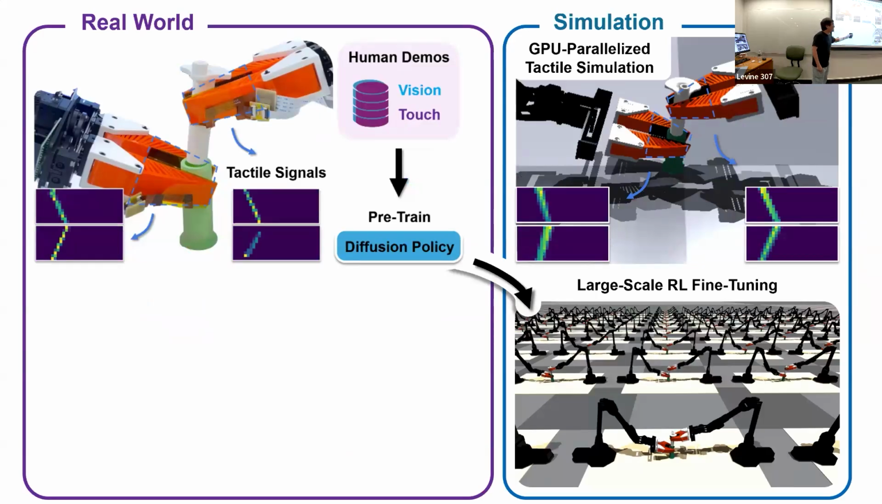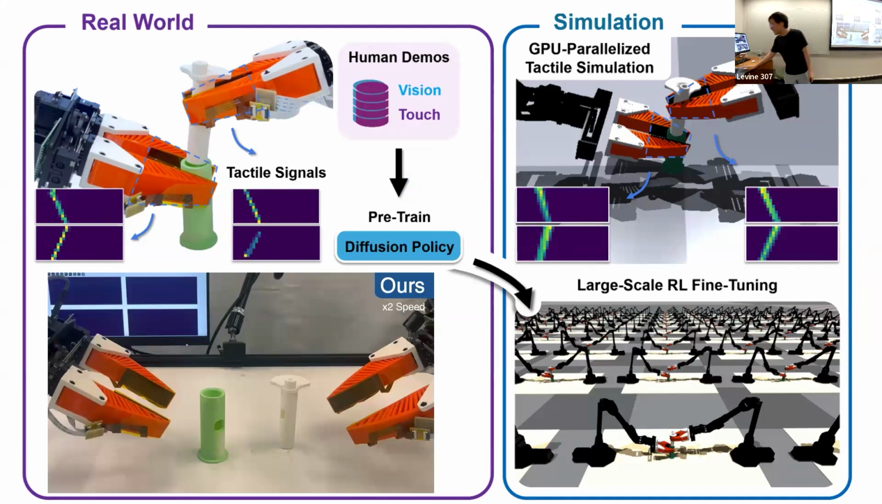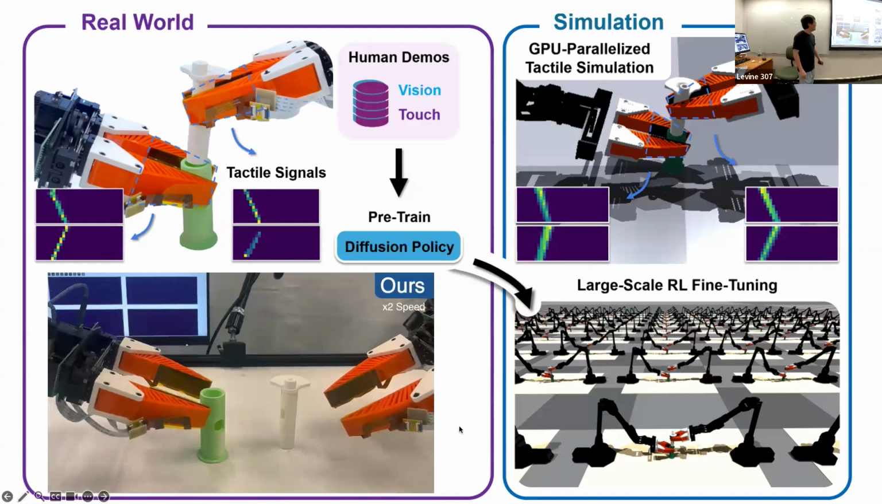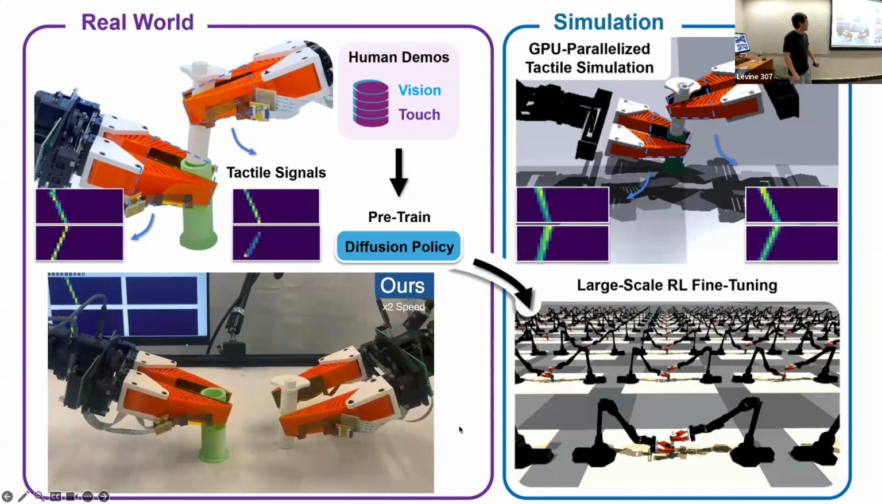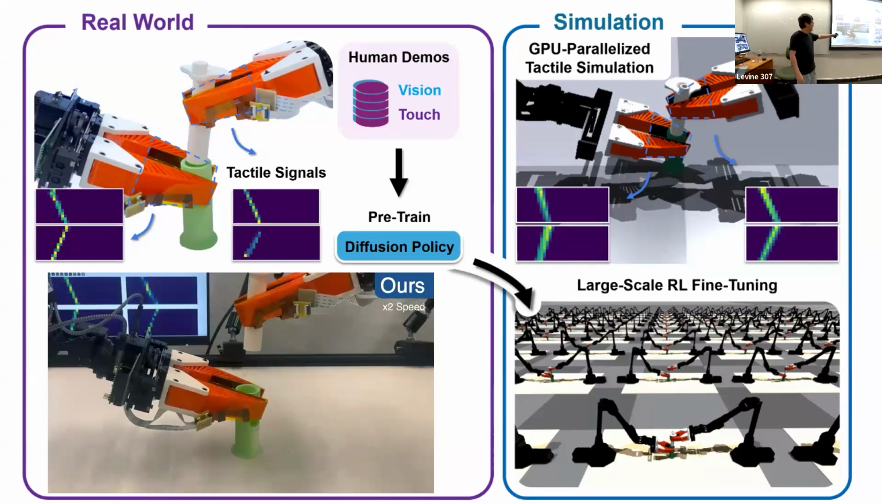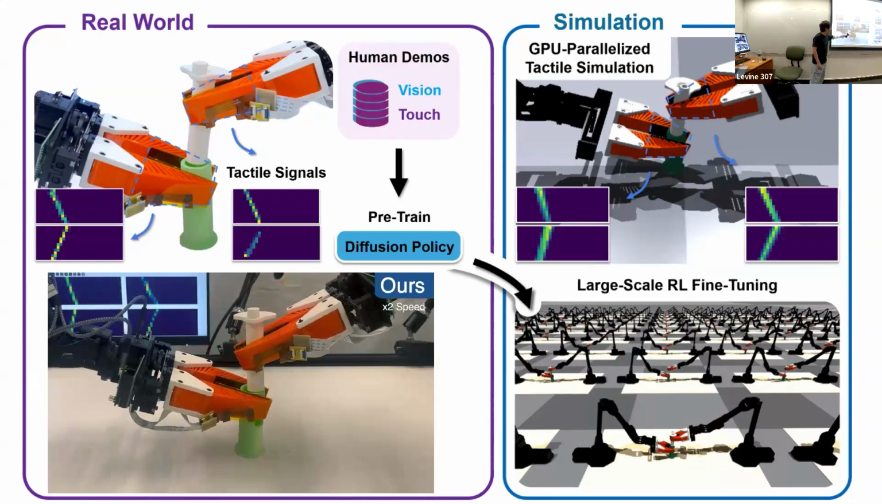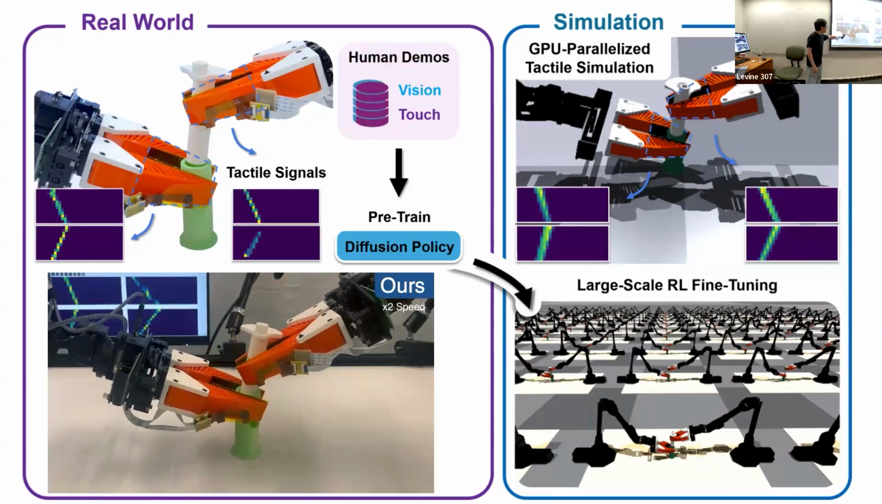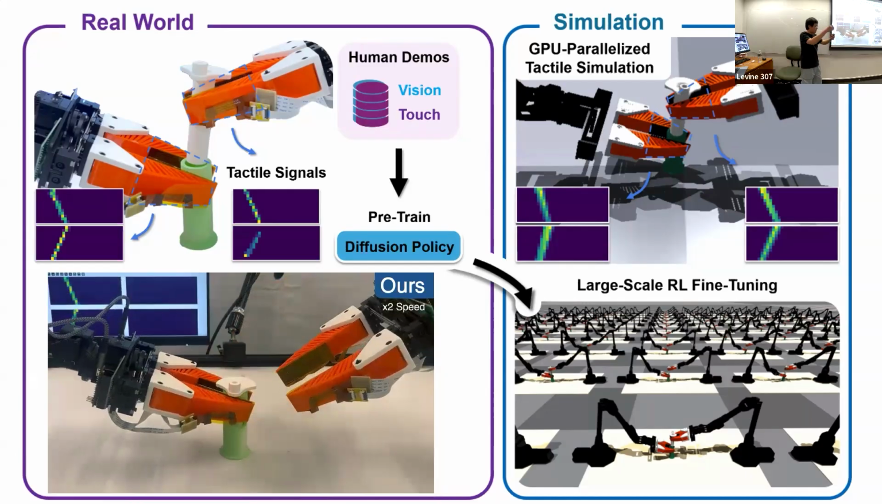So what I did here is build a GPU parallel tactile simulation. With that tactile simulation, we could fine-tune the tactile policy with reinforcement learning in the simulation, and then transfer the policy back to the real world. We see here the robot initially doesn't insert very accurately, but it fine-tunes and does such a wiggling behavior to do the insertion.